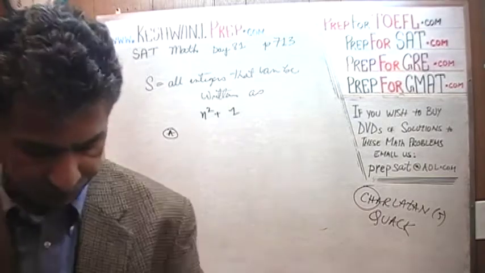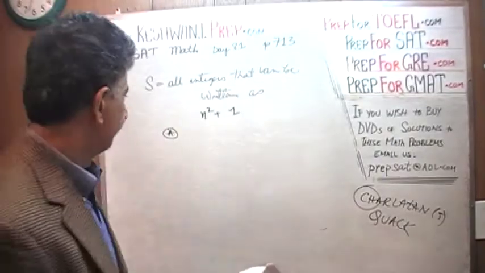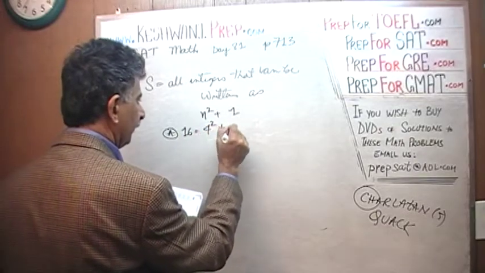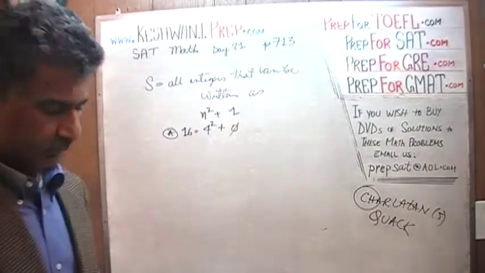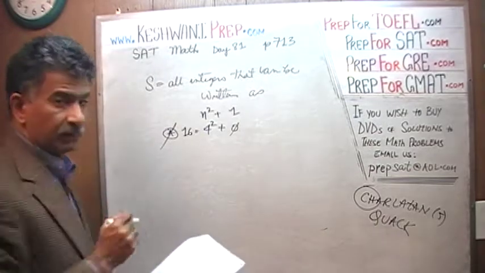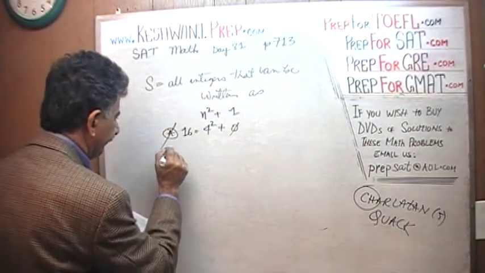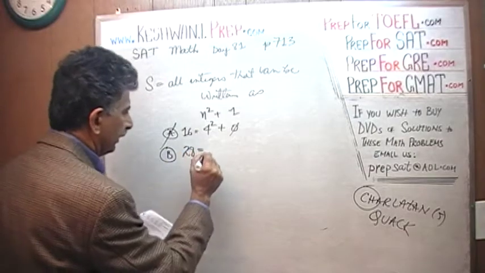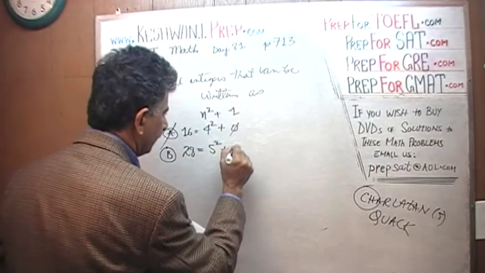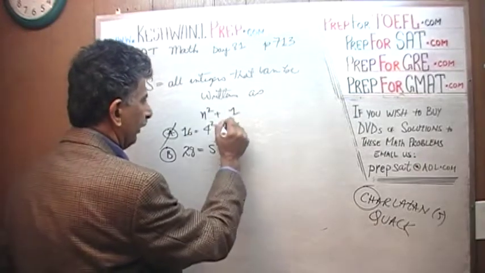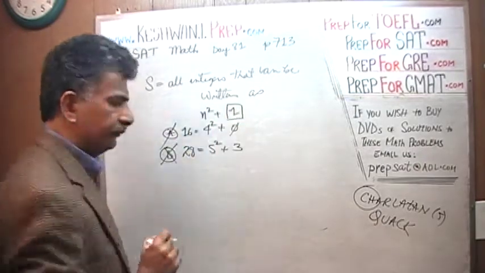Answer choice A says 16. Well, 16 can only be written as 4 squared plus 0. That doesn't work. 16 does not belong to the set. Next one is 28. 28 can be written as 5 squared plus 3. We need n squared plus 1. That doesn't work.